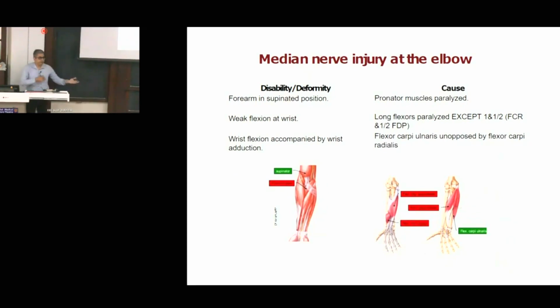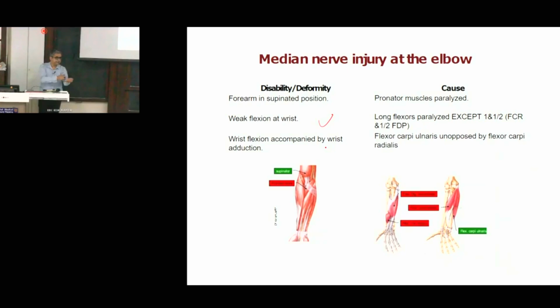What if the nerve injury is at the upper level, at the ligament? The arm is in a supinated position because the pronator teres is paralyzed. There is weak flexion of the wrist joint because the flexors are lost, and wrist flexion is accompanied by wrist adduction. When you ask the person to flex against resistance, they will adduct. Why has this happened? Because the medial half of the flexor digitorum profundus and flexor carpi ulnaris are acting. The median nerve is paralyzed here, but the ulnar nerve is intact, so flexor carpi ulnaris can do weak flexion of the wrist joint, and the medial half of the profundus also.